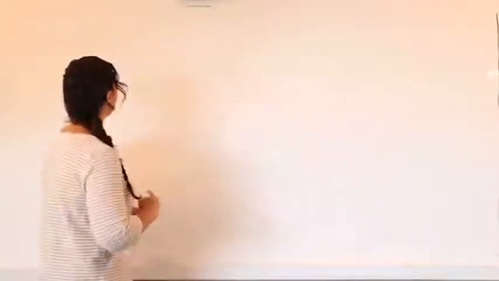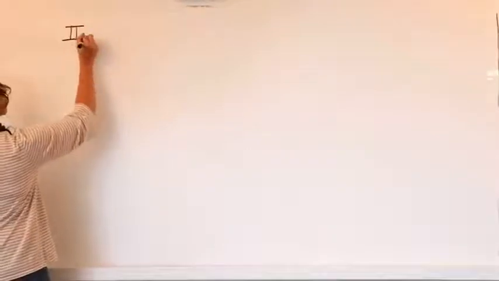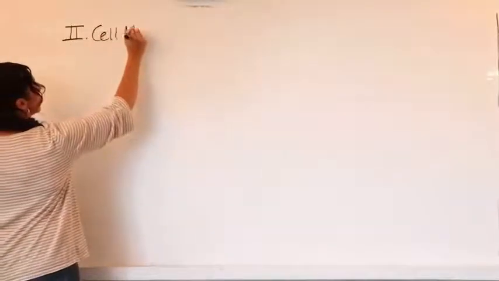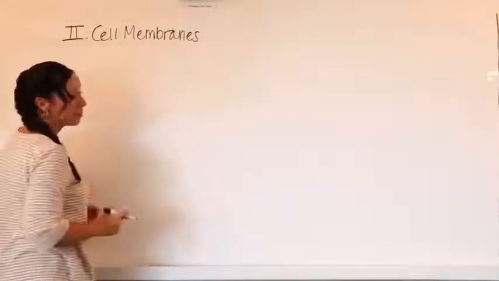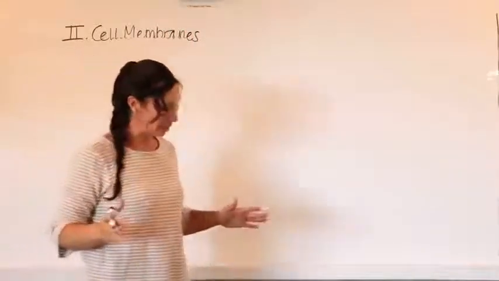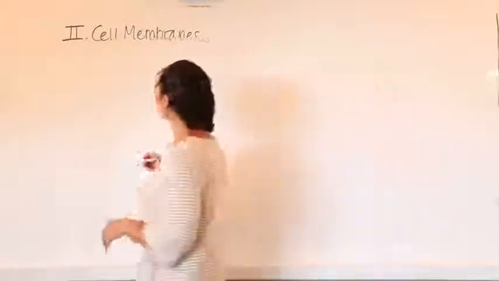It's really important for us to learn about this because this is what controls information going in and out of your cells, what maintains the integrity of your cell shape, all of that wonderful stuff. So let's get into it. Roman numeral 2 is cell membranes. When we talk about cell membranes, always in biology we've got to do structure and function. So let's talk about the structure of what your cell membranes are first.